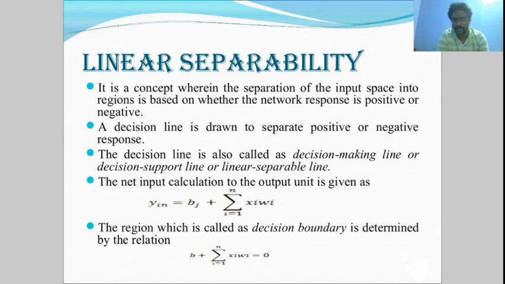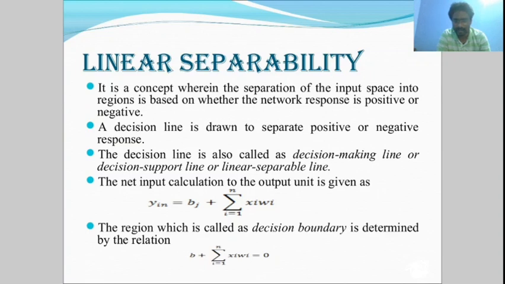So based upon the responses you are getting, positive as well as negative, we draw a line, that is a decision line, to separate both the positive and the negative response. This decision line is called the decision-making line, decision support line, or linear separable line. The net input calculation to the output unit is given as y_in = b + summation of i = 1 to n x_i w_i.